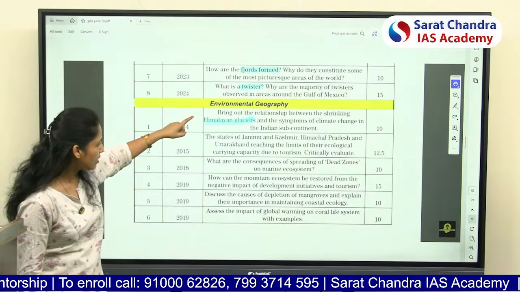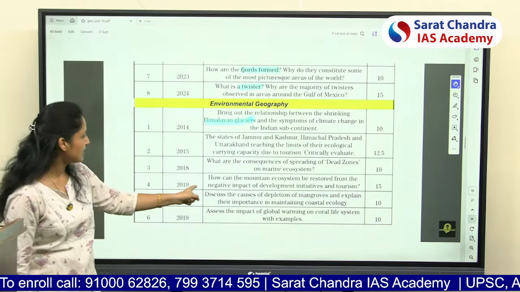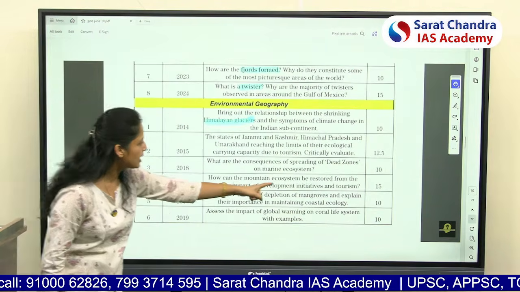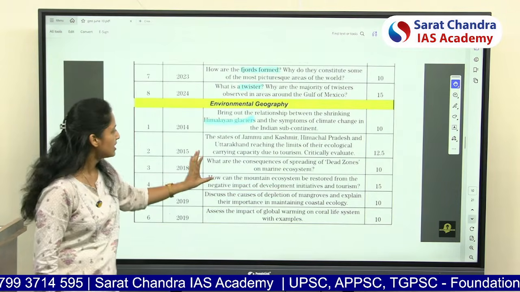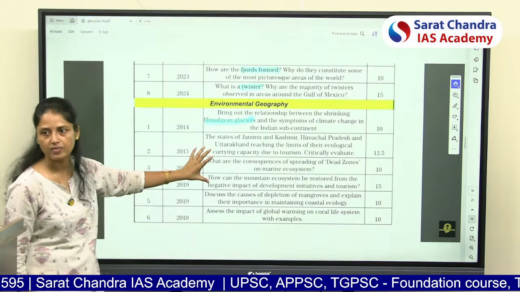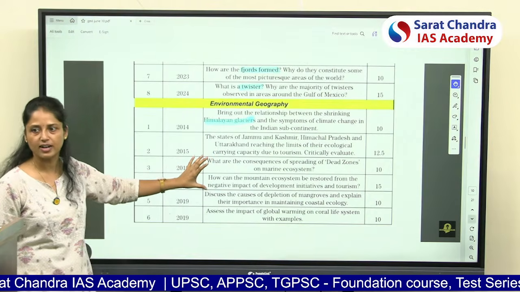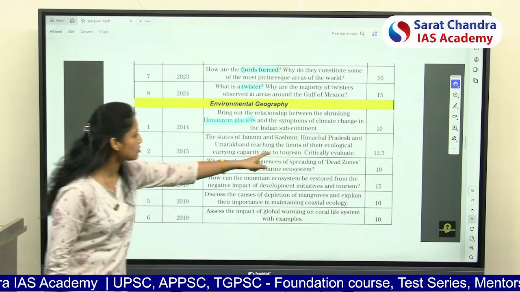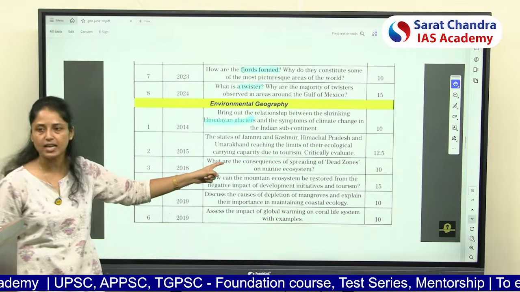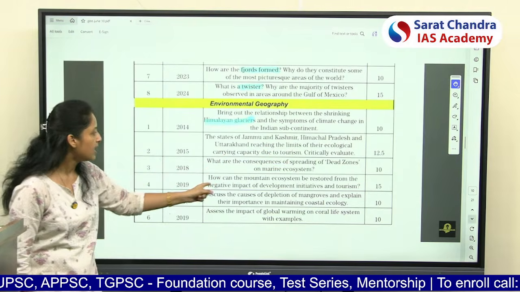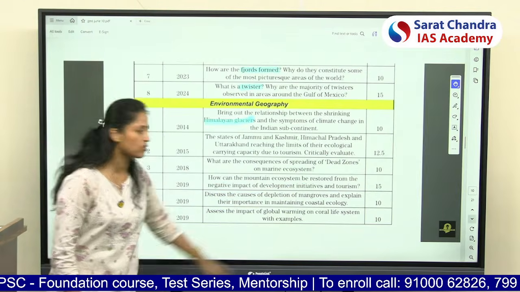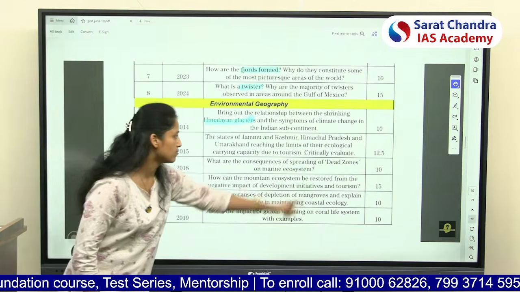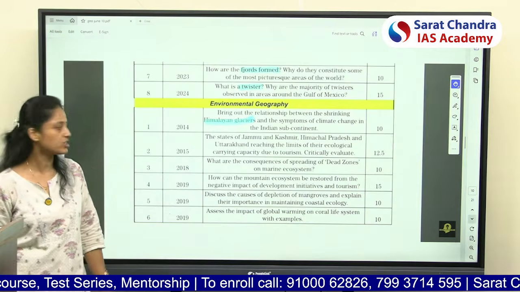See, again one question will come here, I think. Yes, read this question. How can the mountain ecosystem be restored from the negative impact of development initiatives? Same answer will come here. You understood, right? Same type of answer, because here it is talking about the limits of ecological carrying capacity due to tourism. Here it is saying how can mountain ecosystem be restored from the negative impact of development and tourism. Same type of question.